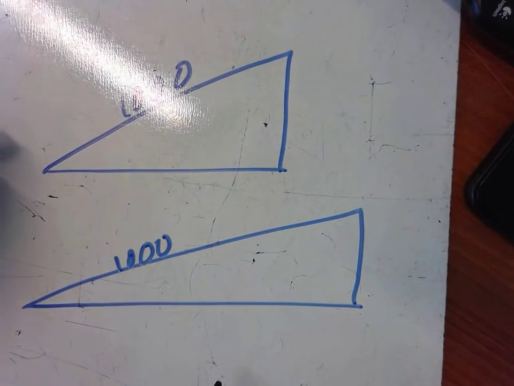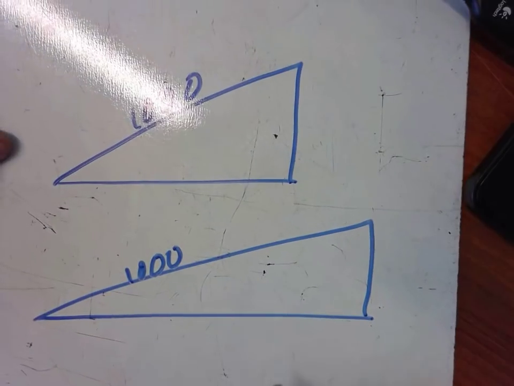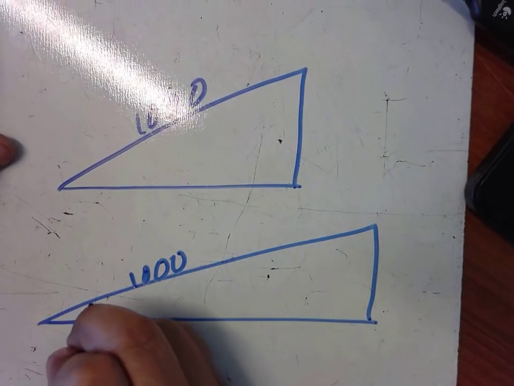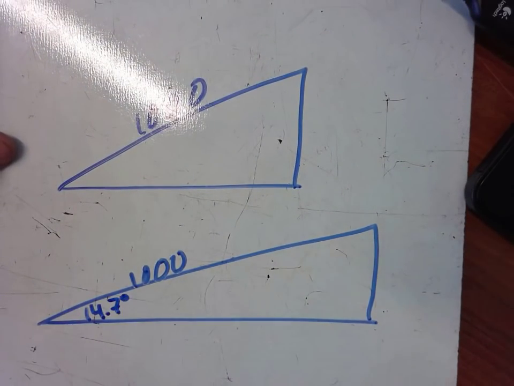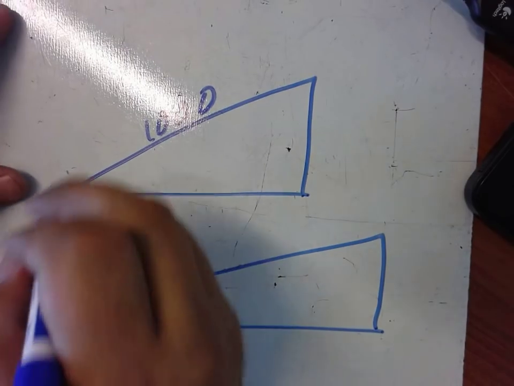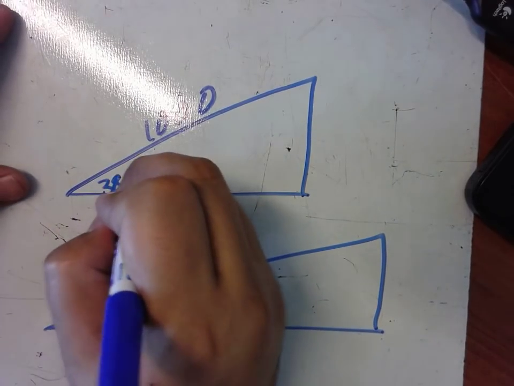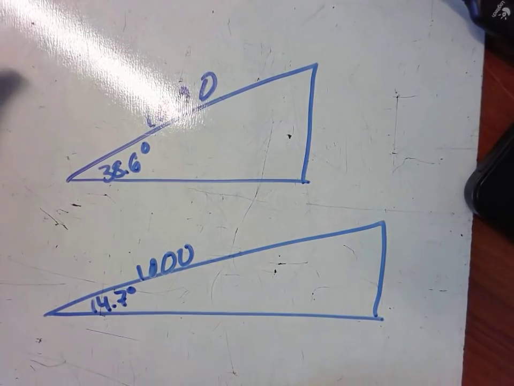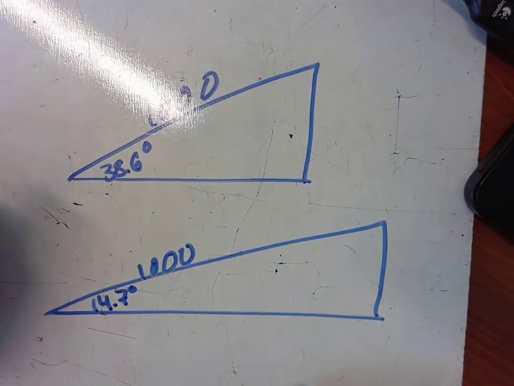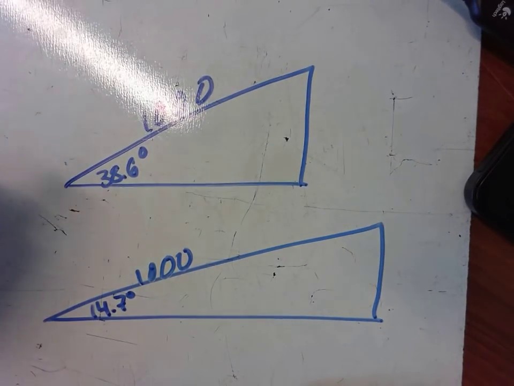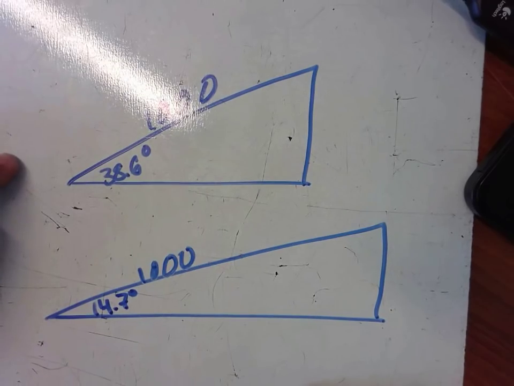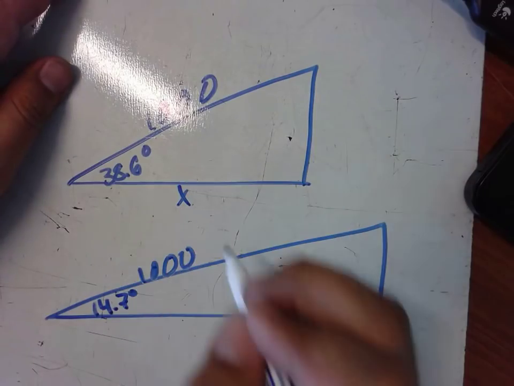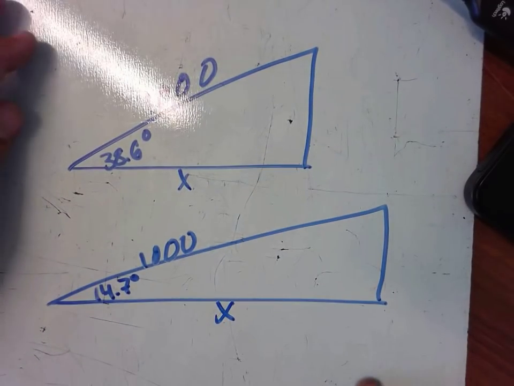The smaller hill has an incline of 14.7 degrees, so this one is inclining less, while the larger hill has an incline of 38.6 degrees. If Travis runs 1,000 feet up the smaller hill and Austin runs 1,000 feet up the larger hill, how much longer was the horizontal distance that Travis covered? Horizontal distance. I need the horizontal distance of each.